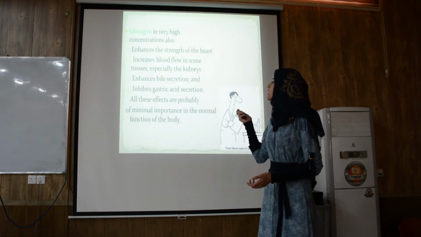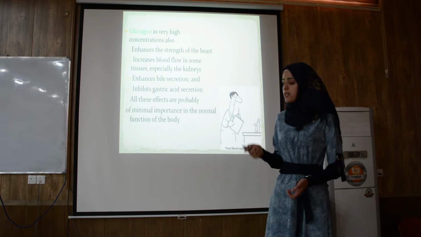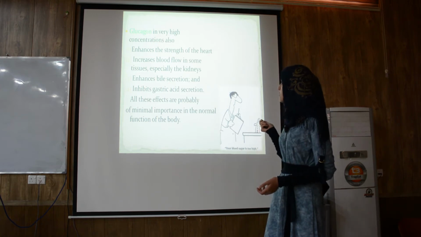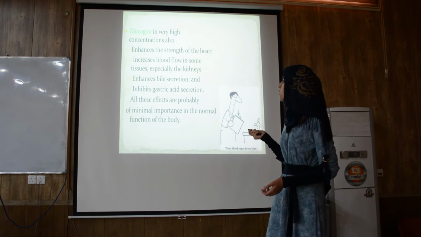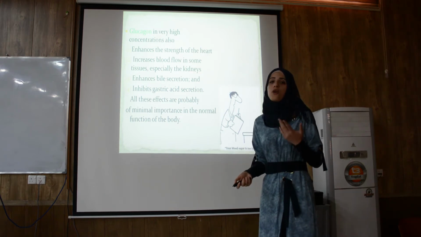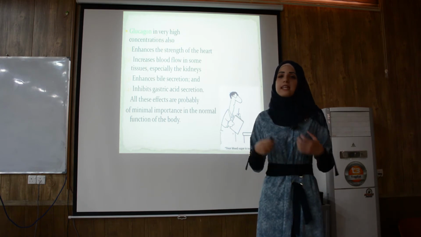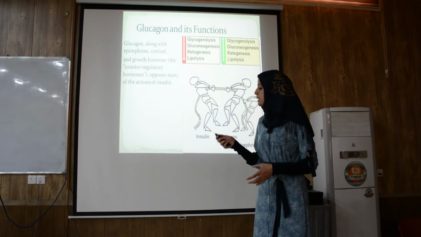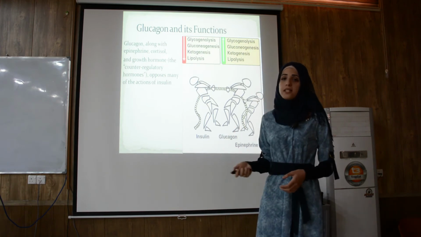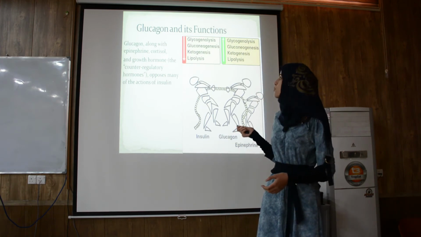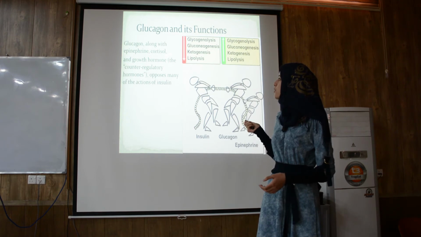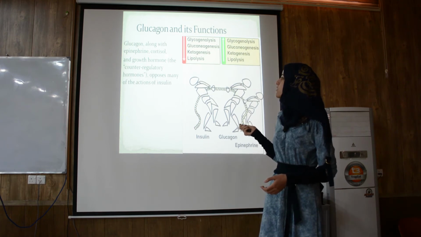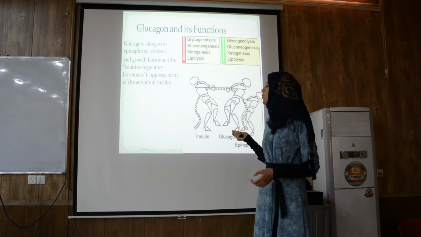Finally, glucagon in high concentration has other effects, such as enhancing the strength of the heart, increasing blood flow, enhancing bile secretion, and inhibiting gastric acid secretion. However, all these have minimal importance in normal body function. Now, as mentioned earlier, glucagon opposes the effects of insulin. It shares this trait with others such as epinephrine, cortisol, and growth hormone. These are known as the counter-regulatory hormones.